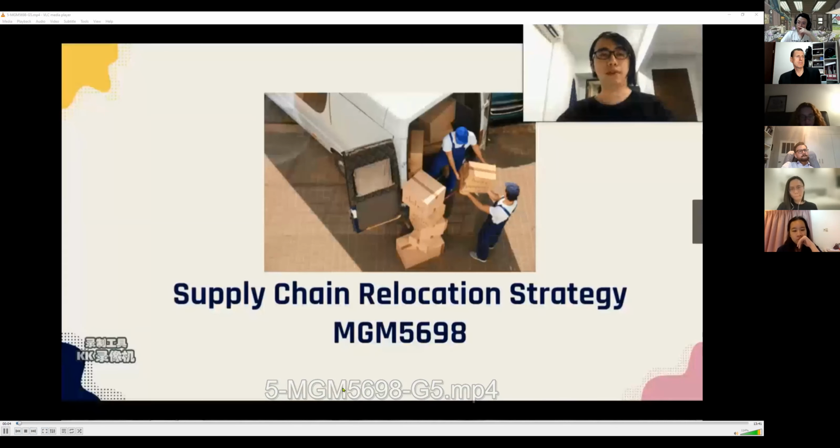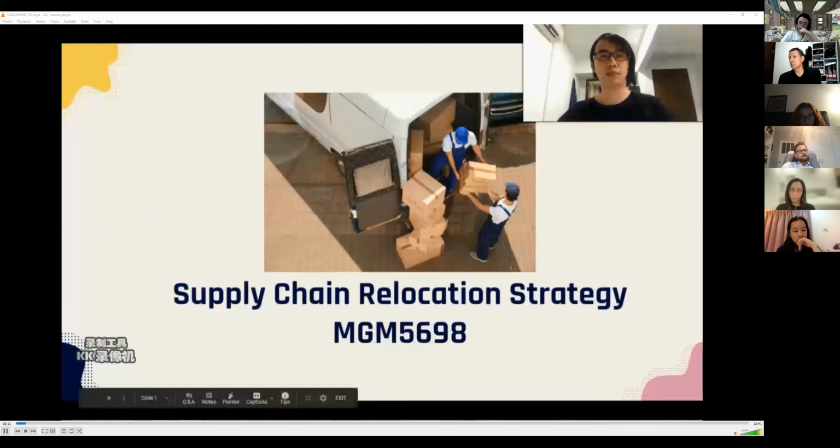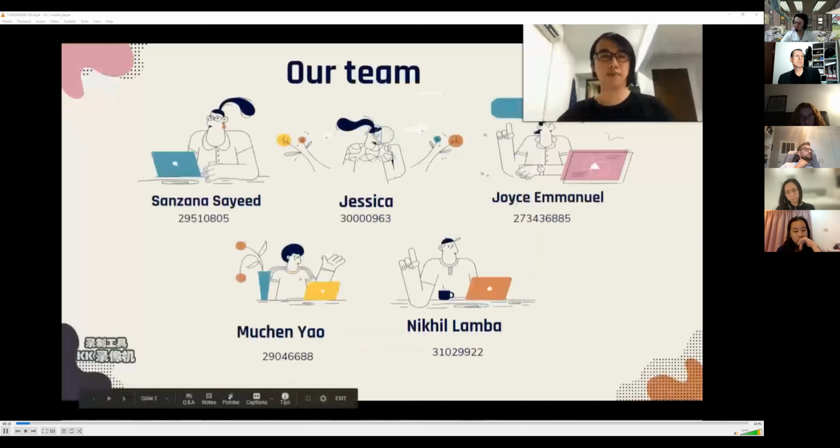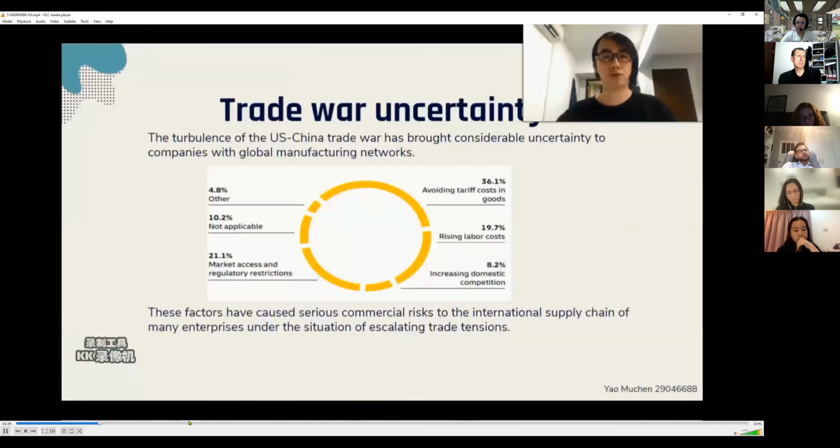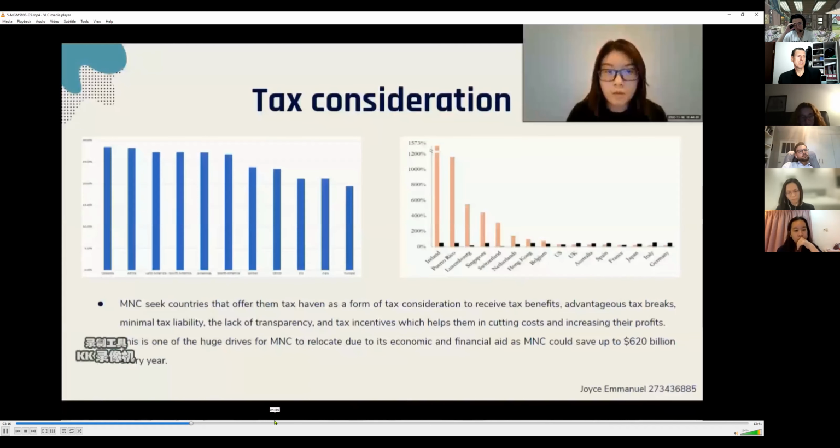Hi everyone, we are G5, and today we will talk about the supply chain relocation strategy, using companies that move out from China as examples. And these are my team members, Sanjana, Jessica, Joycey, Nikhil, and me. Here is our content. We will explain the motivation factors and the economic reasons why companies relocate the supply chain from China, considering sourcing factors and tax incentives which help them in cutting costs and improving decision making.